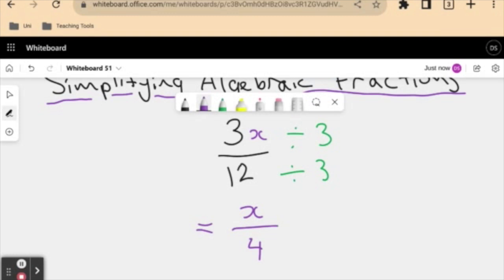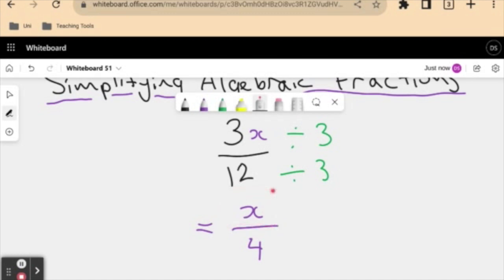So the actual procedure doesn't really change. We're still finding factors and the highest common factors between numerator and denominator. And 3 is the highest one we can find because we don't know what x is. If x was 2, for example, then we get 3 times 2 and we get 6 on the top. So cool, we have a highest common factor of 6 top and bottom, but we don't know what this is, so we can't touch it anymore here.